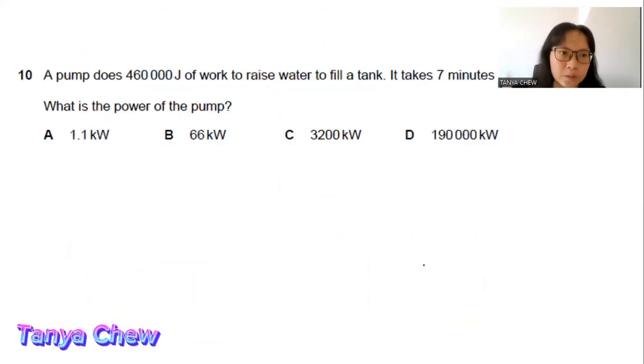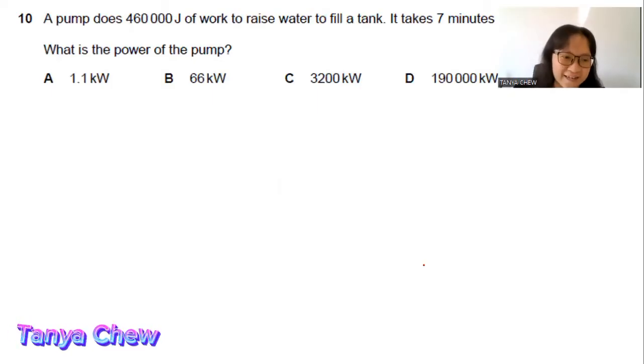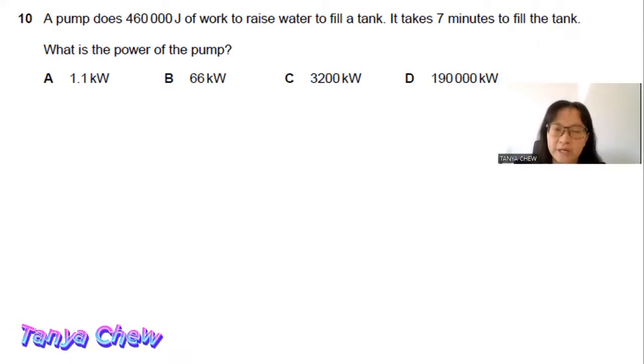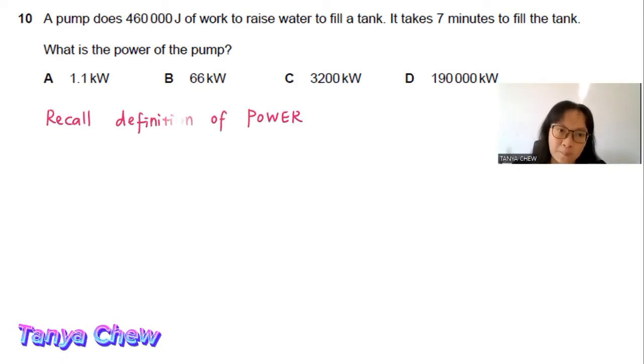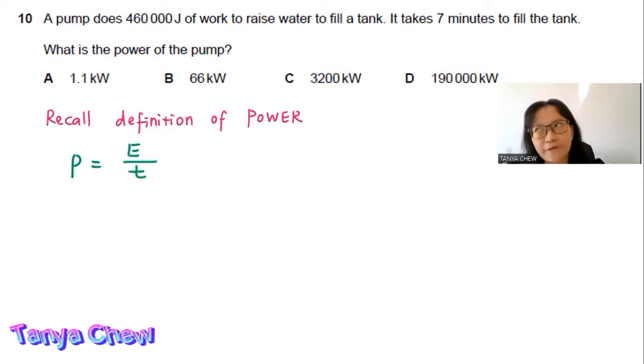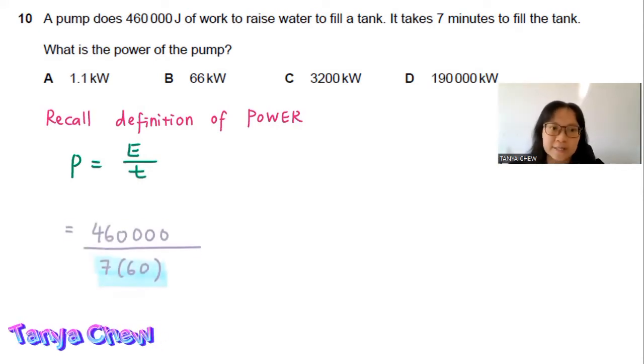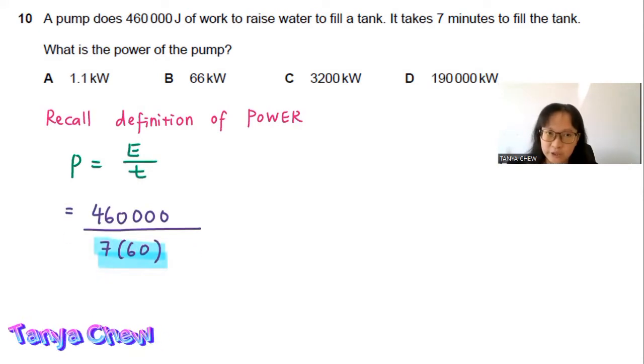Question number 10. A pump does 460,000 joules of work to raise water to fill a tank. It takes 7 minutes to fill the tank. What is the power of the pump? Now, I have to recall the definition of power. Power is defined as work done over time, or energy over time. Sub in the necessary information given here.